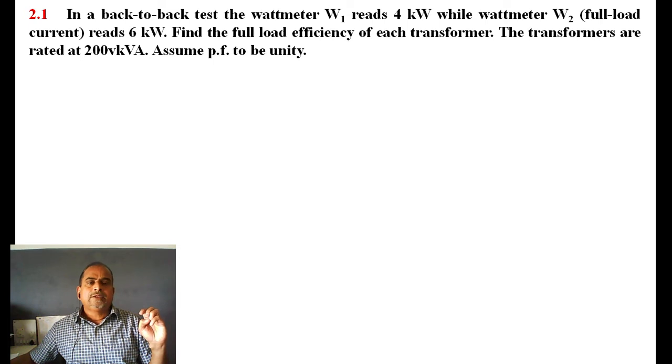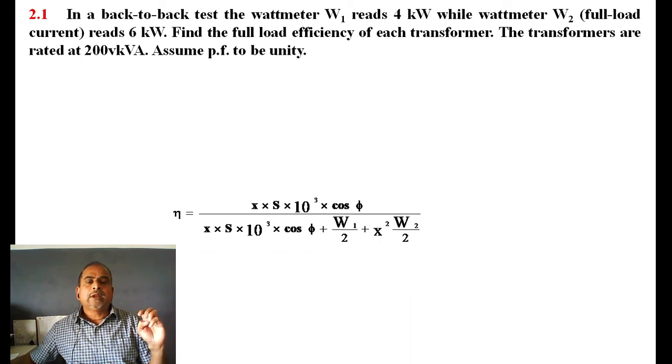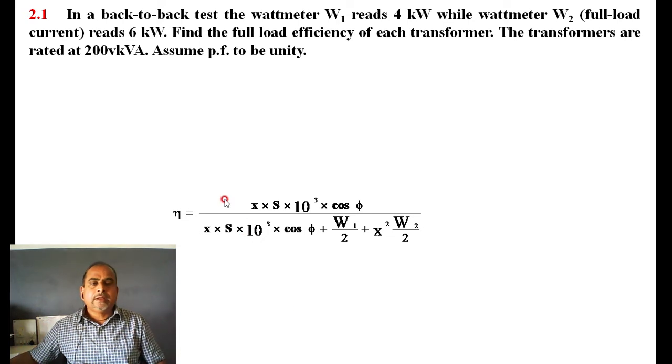First, what you have to calculate is the efficiency of the transformer. It is x into S into 10 raised to 3 cos phi, divided by the output plus losses. This is the equation. Here he asks you to calculate the efficiency at full load, the full load efficiency of each transformer. Means at full load, therefore your x should be 1. S is already given, that is 200 kilovolt ampere.